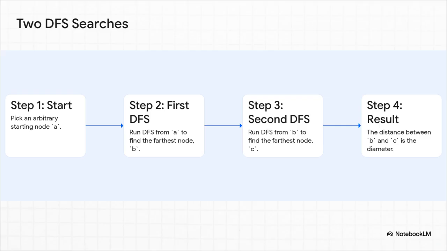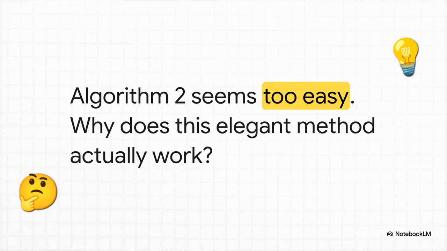That's it. You're done. I know what you're thinking. That's way too simple. There has to be a catch, right? How can that possibly work every single time? Well, it's not magic. There's a really solid proof behind it, and understanding the why is what separates just knowing an algorithm from truly understanding it.